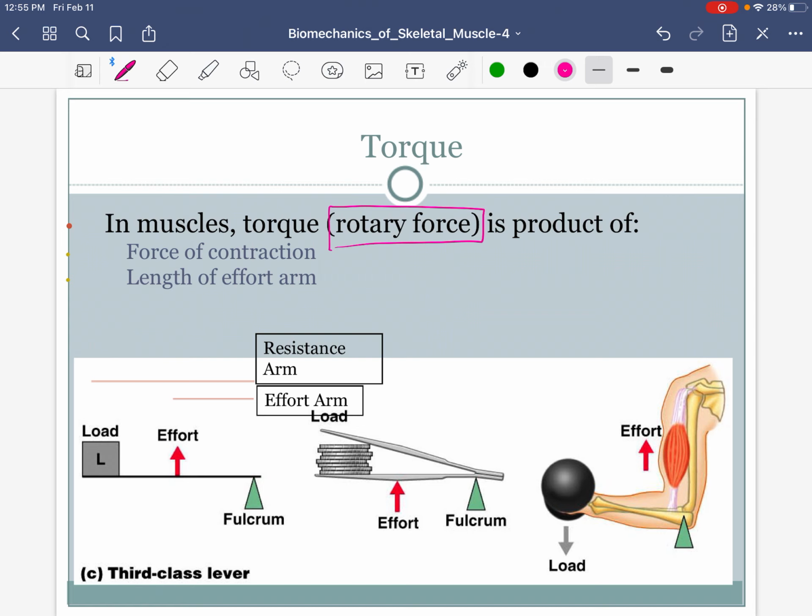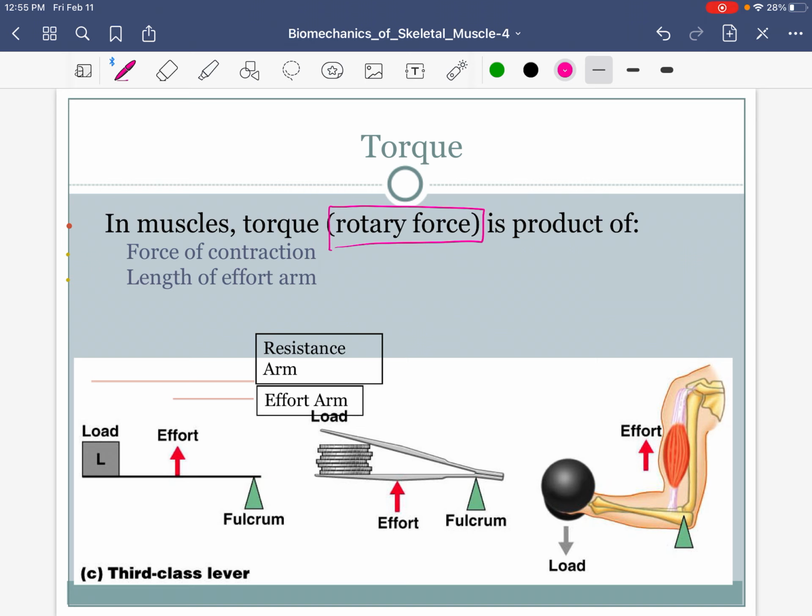And when we're talking about forces and loads, we're not going to only be considering the strength of a muscle contraction or the strength needed to lift a certain load. That's part of it. So we do have to measure force, but we also have to measure the direction and distance of that force around the axis.